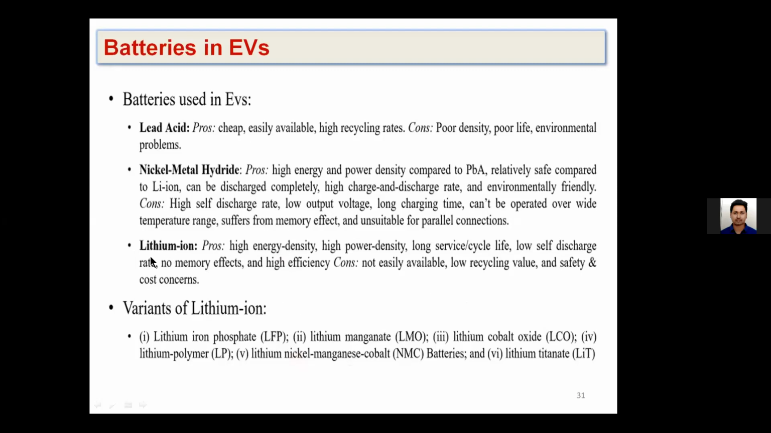But there are some constraints. The availability of lithium is limited, and one more issue is low recycling value. Lead acid and nickel metal hydride are easily recyclable, but here it's not possible. And there are some safety and cost concerns. It's somewhat costly when we compare with the previous two. So again, in lithium ion, we have various types.